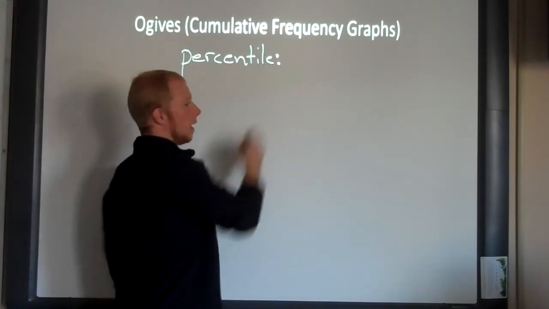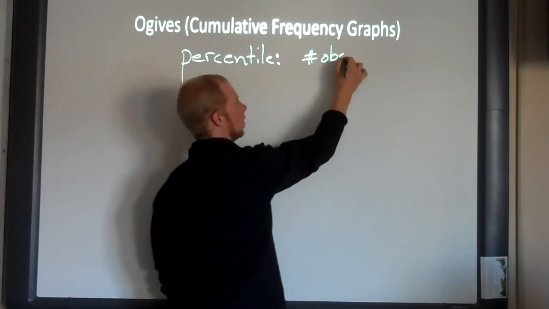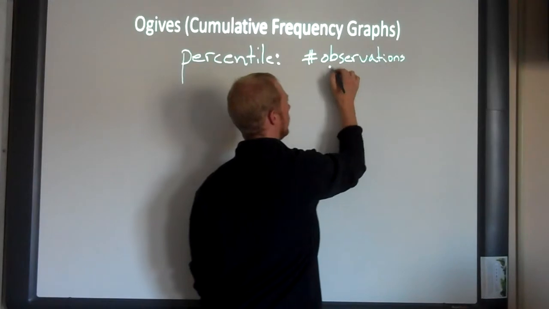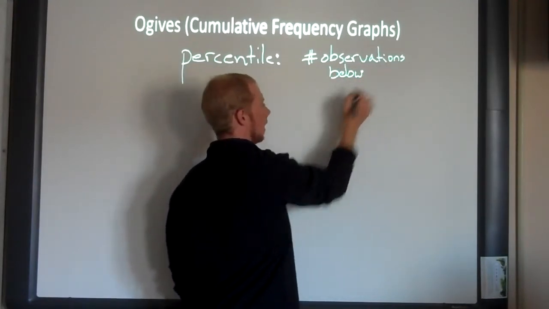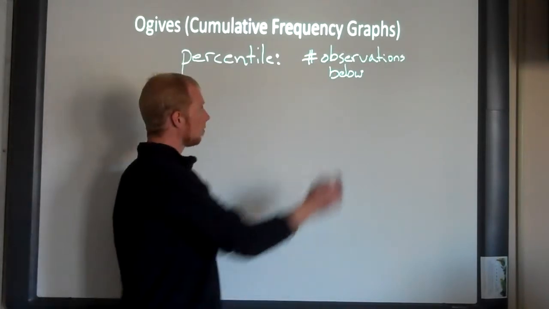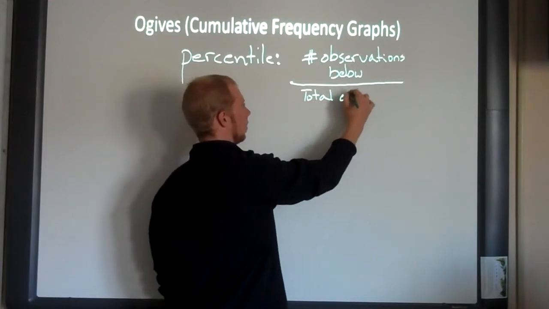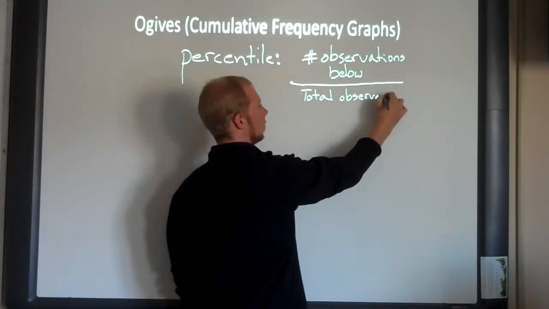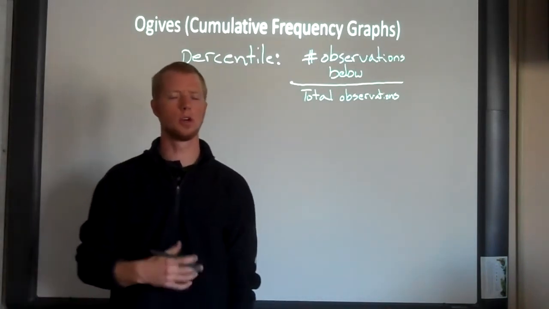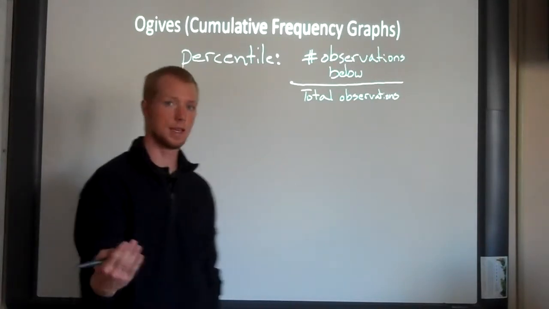is calculated by the number of observations below a data point. So if I scored an 85, how many people scored below an 85, divided by total observations. Okay? So ogive curves will help us look at percentiles. They will also help us go the other way and take a percentile and find a data point.